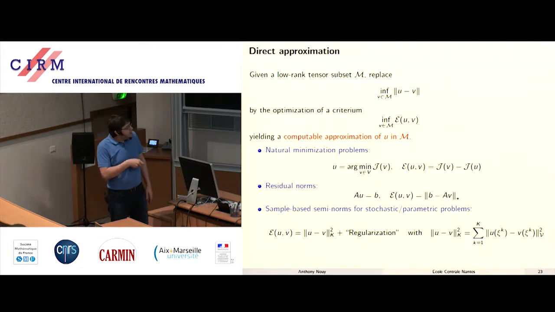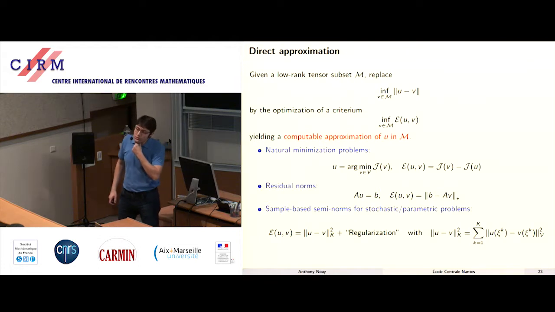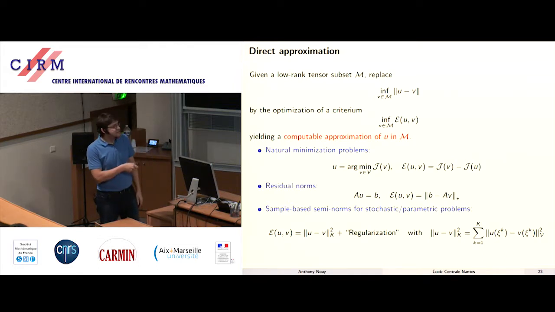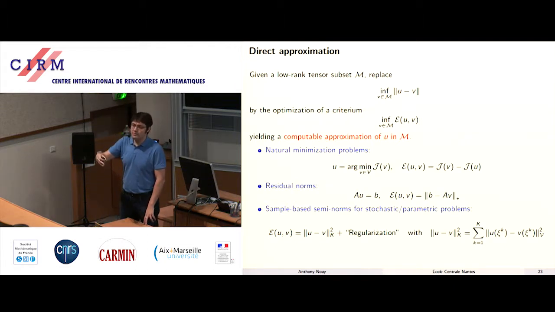But still, it's a quite natural way to define a distance between you and your approximation. Also, in the context of stochastic or parametric equations, you have a natural way to define a distance, or a pseudo-distance, I would say, based on samplings of your solution. You will define a distance based on samples of the solution that can be computed by solving your model for different samples of the parameters.